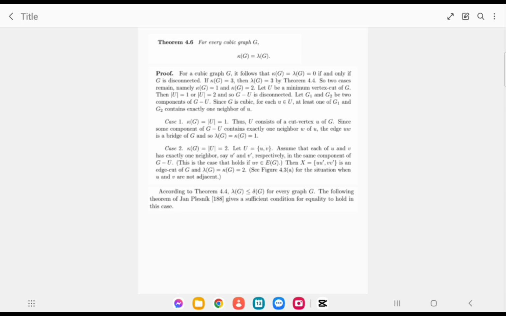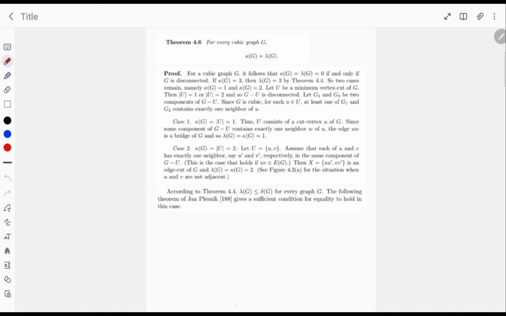Yeah, it will be equal to 0 because, as I have said earlier, we don't need to choose a vertex, or a minimum vertex, to disconnect the graph where the graph is already disconnected. So both lambda and kappa are 0. So we have here, if kappa of G is equal to 3, then lambda of G is also equal to 3 by theorem 4.4.